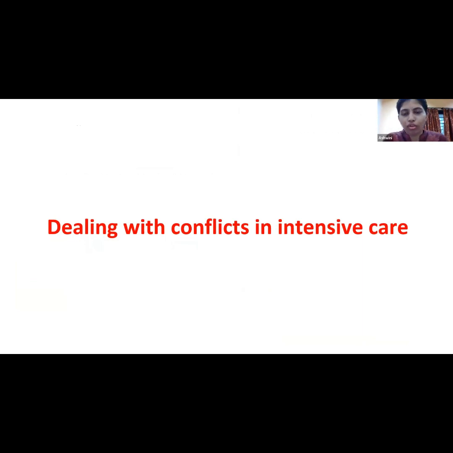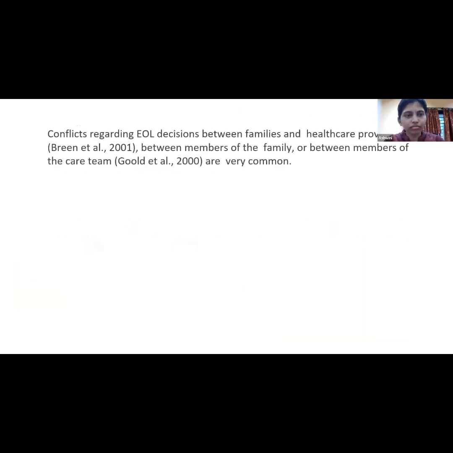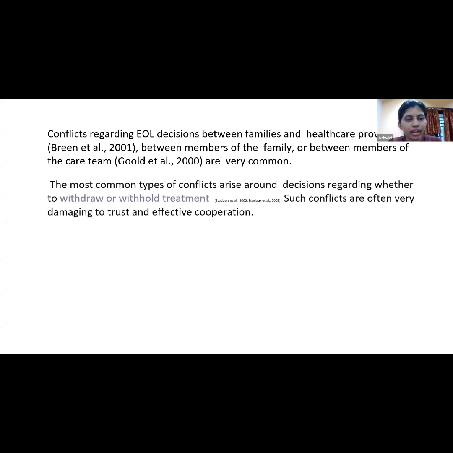Coming to dealing with conflicts in intensive care. Conflicts regarding end-of-life decisions between families and healthcare providers, between members of the family, or between members of the care team are very common. The most common type of conflict arises around decisions regarding whether to withdraw or withhold treatment. Such conflicts are often damaging to trust and effective cooperation.